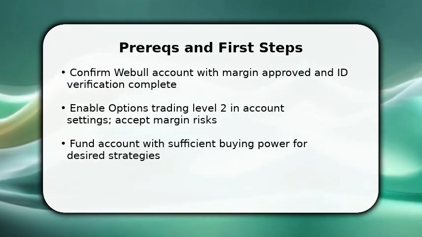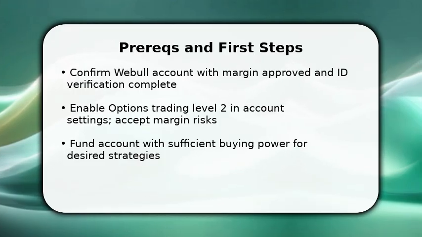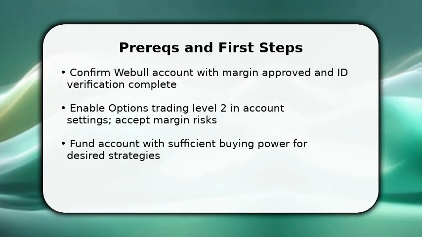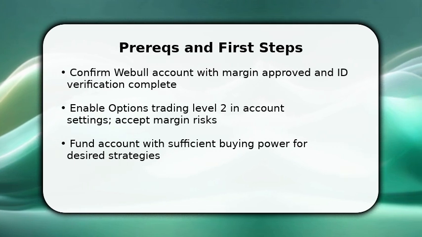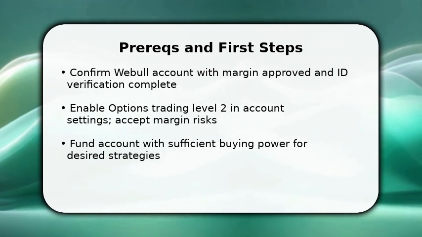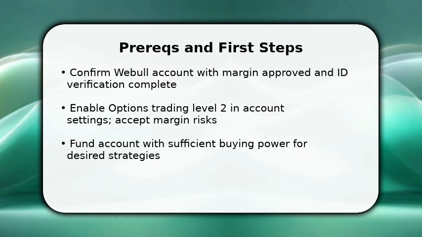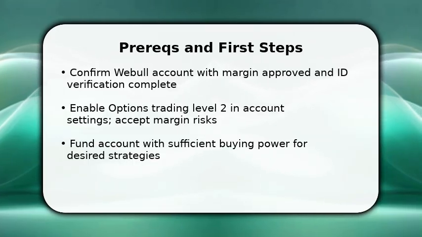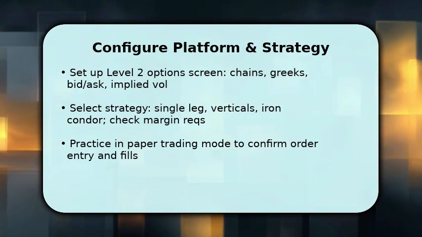Then fund your trading account with the minimum buying power. For the strategies you plan to use, short legs like spreads need extra collateral, so you don't get blocked when placing live orders. Next, configure the Webull Options workspace to support Level 2 trading.